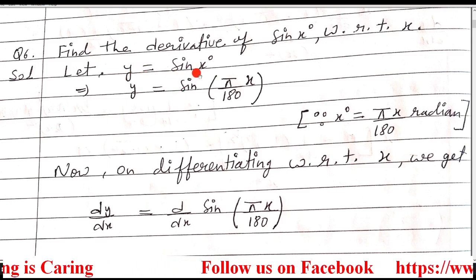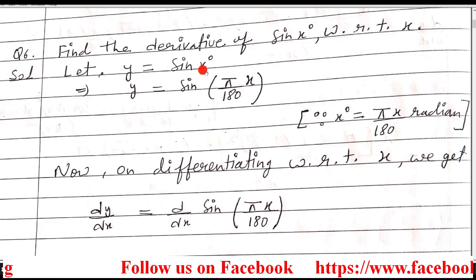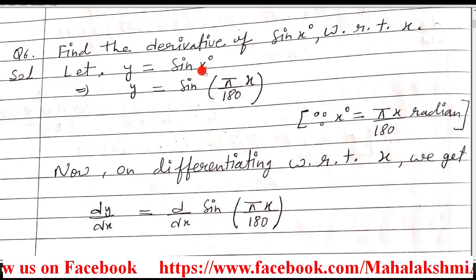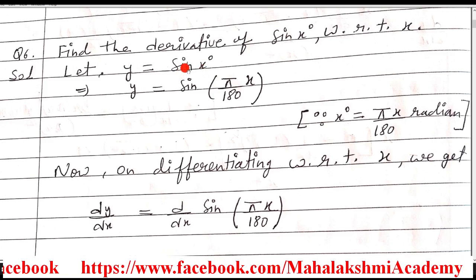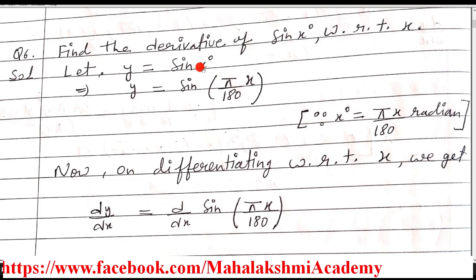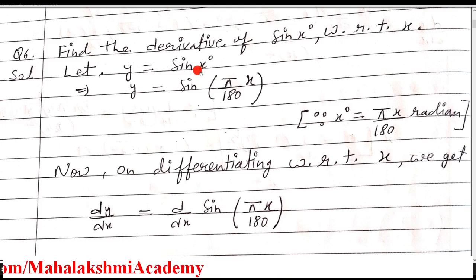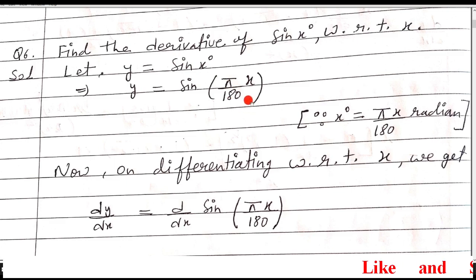Now since, students, the angle is in degrees, we can't differentiate it, just as we can't integrate it either. So whenever you have to differentiate any trigonometric ratio, you should take care that the angle is not in degrees. If it is in degrees, you should convert the angle to radians using this formula: x degree is equal to pi x upon 180 radian. So this x degree we will replace by pi x upon 180, so it comes in radians. Now as soon as your trigonometric ratio is in radians, you can differentiate it.